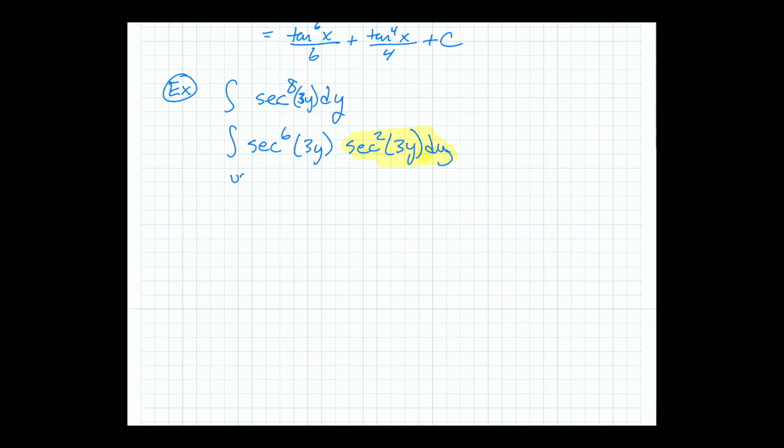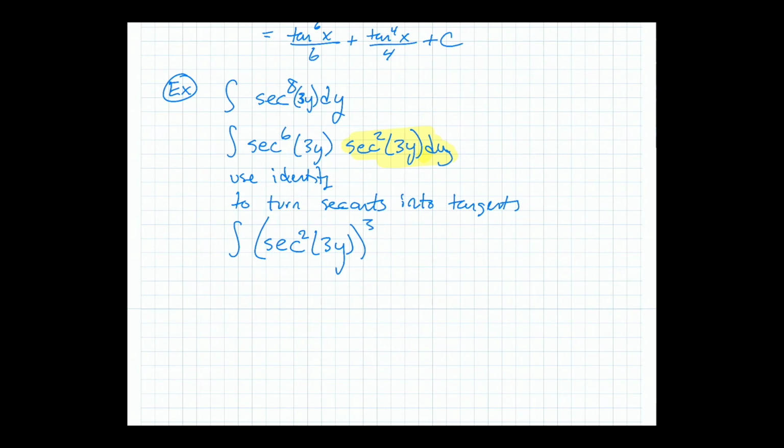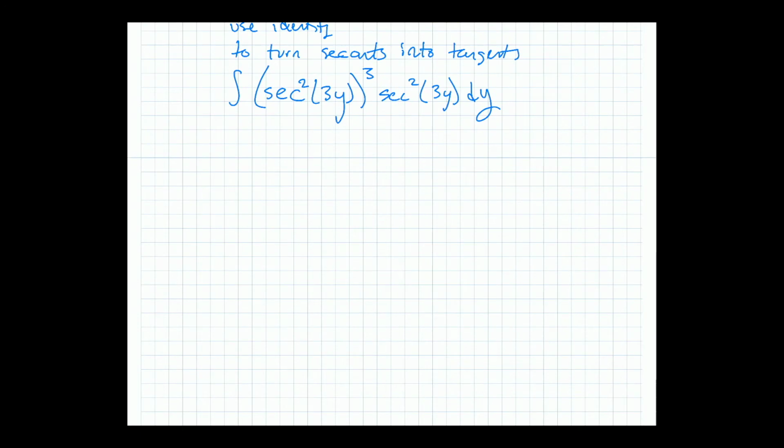So we need to use the identity to turn secants into tangent. Well, in order to do that, we need to see the secant squared. So you have to write secant to the 6th as secant squared to the 3, times secant squared 3y dy. Okay, so when you're there, now you need to do what? Well, now you use your identity.